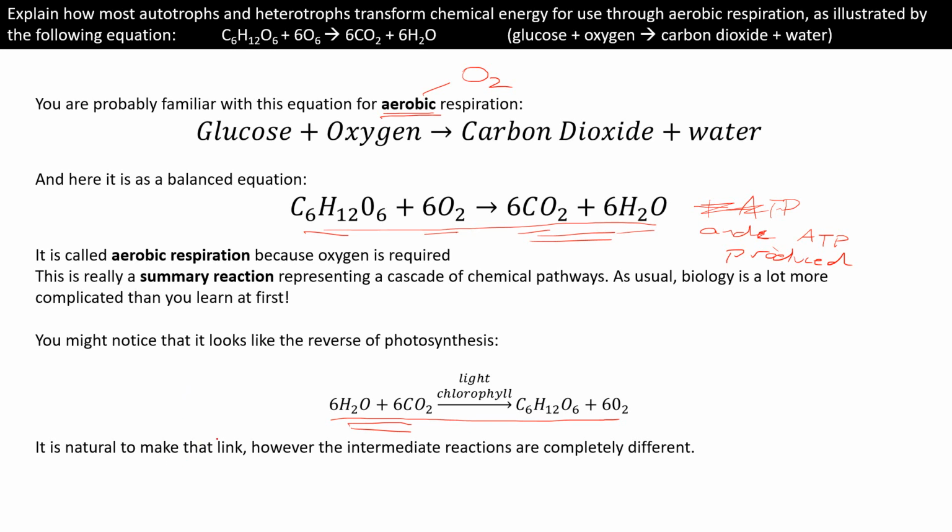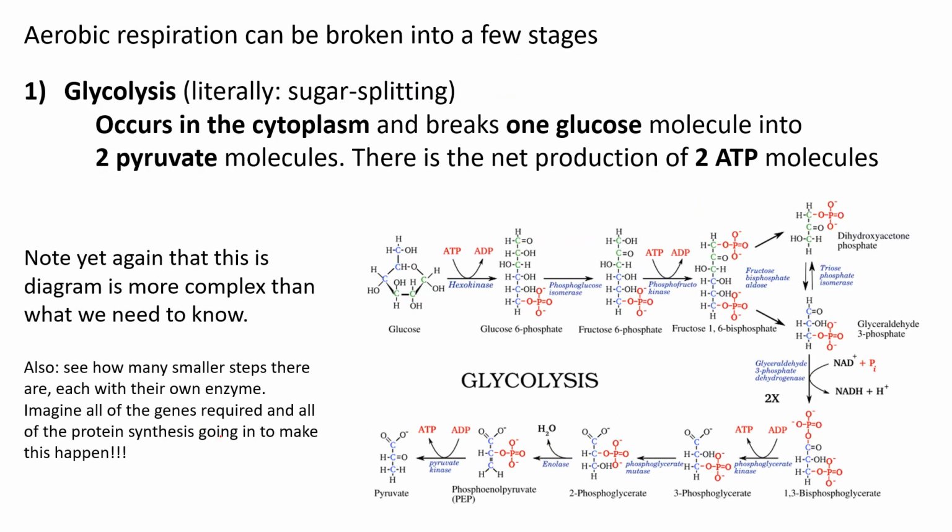Okay, let's have a look at what's next. We're going to break down aerobic respiration into a few different stages. There are 3 stages that we're going to look at. The first one is called glycolysis. Glyco means sugar, and lysis means splitting. So this word literally means sugar splitting.